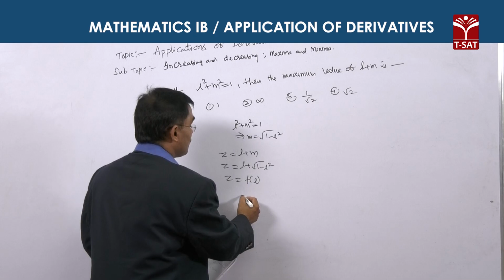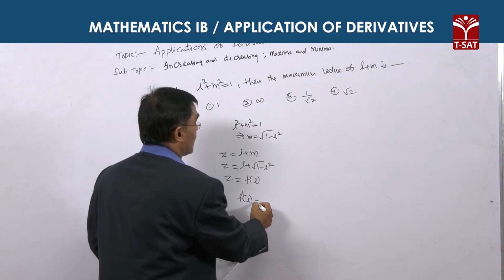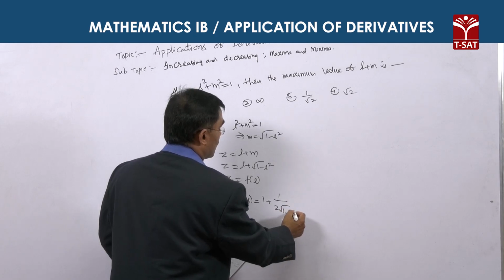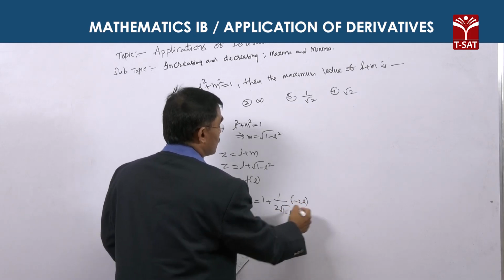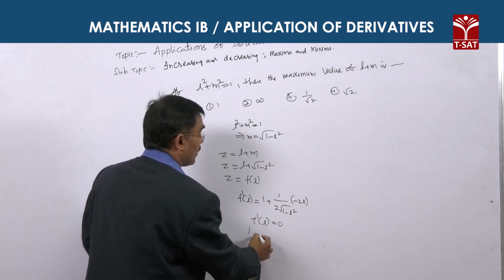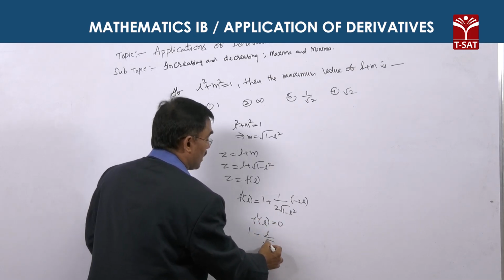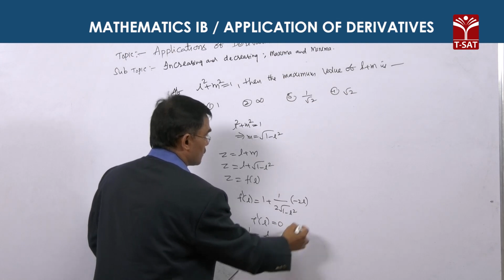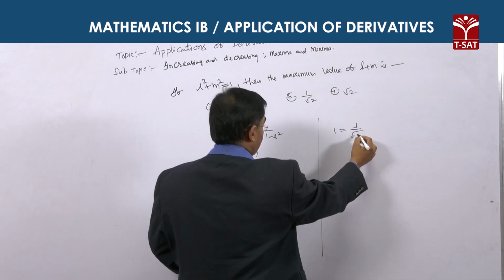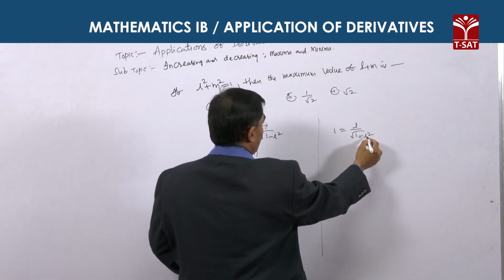So for maximum or minimum, first find f dash L. So 1 plus 1/2 into root of 1 minus L² into minus 2L. For maximum or minima, f dash L is equal to what? 0. 1 minus L by root of 1 minus L² is equal to 0. From this, 1 is equal to L by root of 1 minus L².